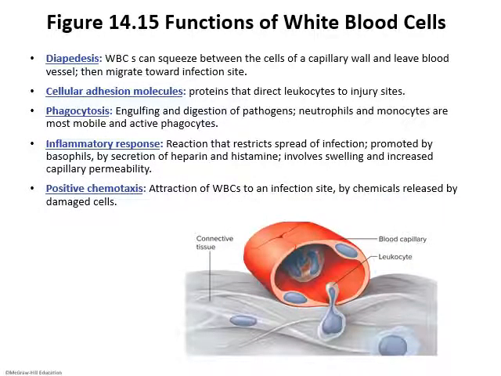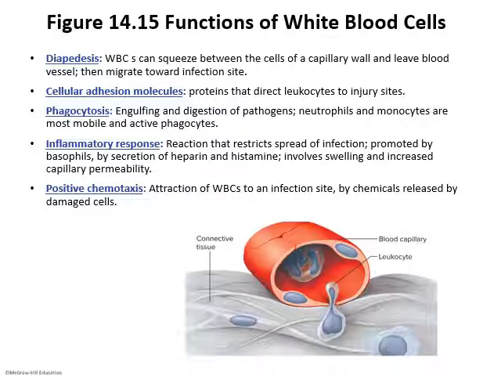Okay, so functions of the white blood cells. First is diapedesis. So this is just the ability of the cell to move to the edge of the blood vessel and then squeeze out of the blood vessel and move towards the site of infection. Cellular adhesion molecules, these are proteins that form like a breadcrumb trail to an injury site. It's very strongly related with the positive chemotaxis at the bottom. So the cellular adhesion molecules are the breadcrumbs. Positive chemotaxis would be the ability to follow that breadcrumb trail to where the white blood cells need to be.